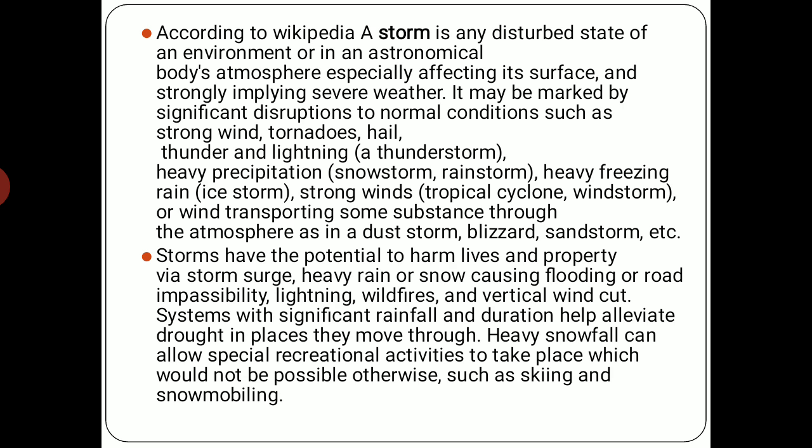It may be marked by disturbances to the normal conditions such as strong wind, tornadoes, hail, thunder and lightning, right? Heavy rainfall may be there, heavy freezing rain, ice storm may be there. There may be strong winds like a tropical cyclone, or windstorms, or even the wind transporting some substance through the atmosphere, as in the dust storm, blizzards, or maybe sandstorm. Such kind of extreme condition is considered to be the storm, right?